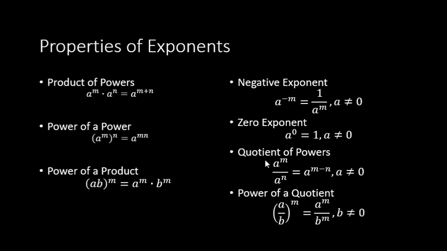The quotient of two powers, if they have the same base, you combine them just like you did with product of powers, except that because you're dividing instead of multiplying, you're going to subtract the exponents instead of adding the exponents. Lastly, you can distribute a power over a fraction, a quotient, just like you did over a product, but only if there's no addition or subtraction involved.